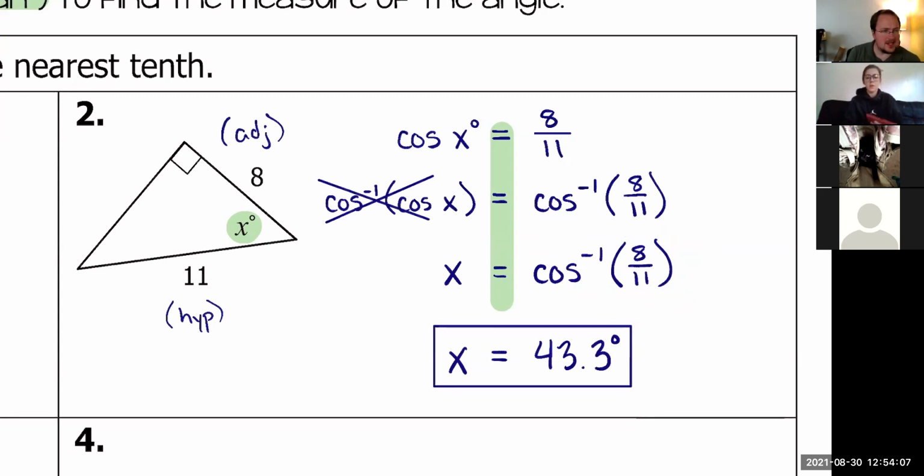So do you have a scientific calculator or is it on your phone? I'm using it on my phone. Okay, so there may be two ways to do this. My first guess on a phone calculator is you're going to have to actually start backwards. Try doing 8 divided by 11.